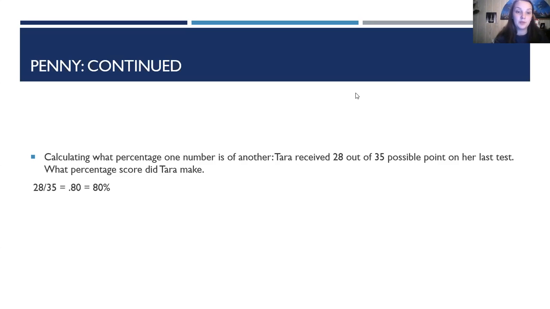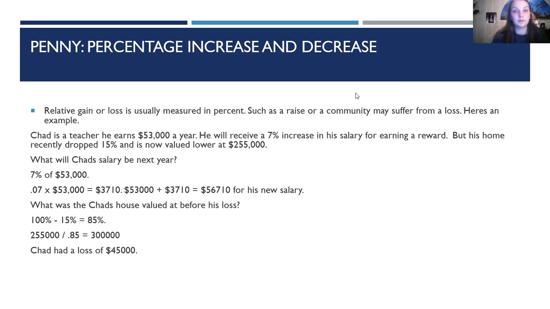Calculating what percent one number is of another. Tara received 28 out of 35 possible points on her last test. What percentage score did Tara make? Which is easy. It's just 28 over 35, and she made a 0.80, which would be 80%.